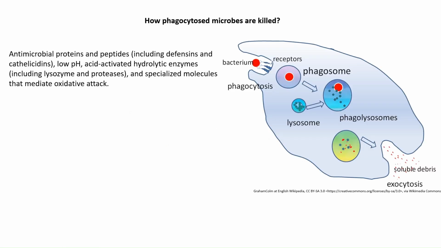Now, how are phagocytosed microbes killed? We already learned that these are killed by the enzymes present in the lysosome, which include defensins and cathelicidins. The pH in the lysosome is low, that means it is acidic in nature. Acid activated hydrolytic enzymes are found in the lysosomes, for example proteases and some specialized molecules that mediate oxidative attack, and that's how the microbes are killed.